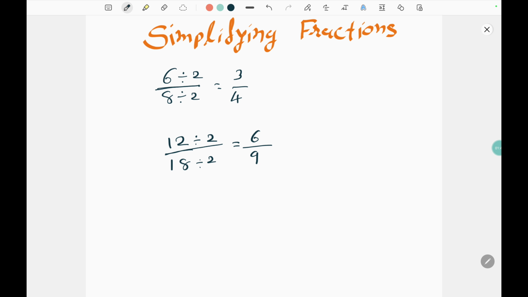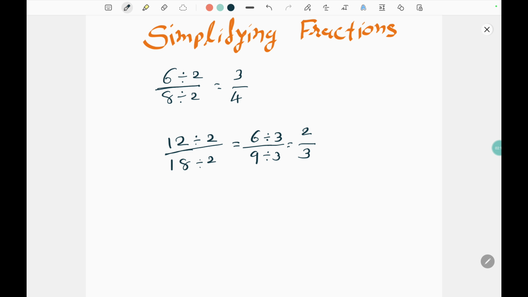So 6 is an even number but 9 is an odd number. So we cannot divide by 2, but 6 and 9 both can be divided by 3, right? Both come in the times table of 3. So both can be divided by 3. So 6 divided by 3, 9 divided by 3, and the answer is 2 over 3. So 2/3 is the answer.